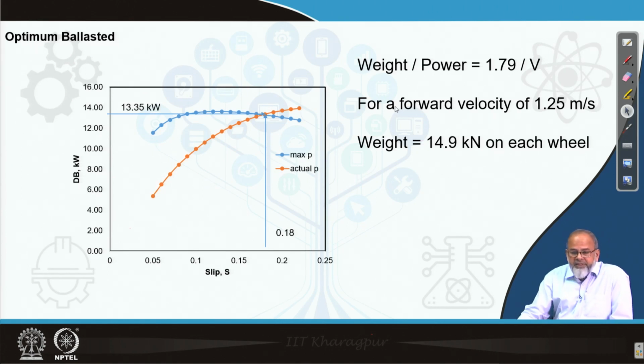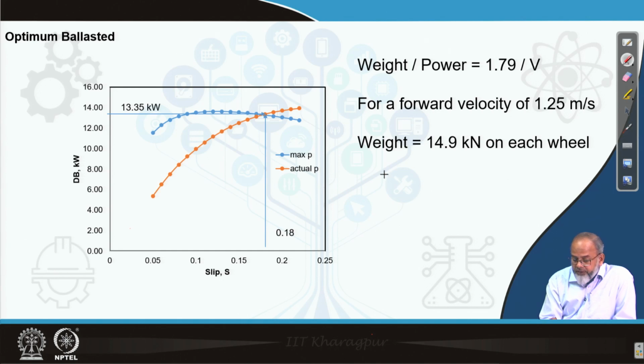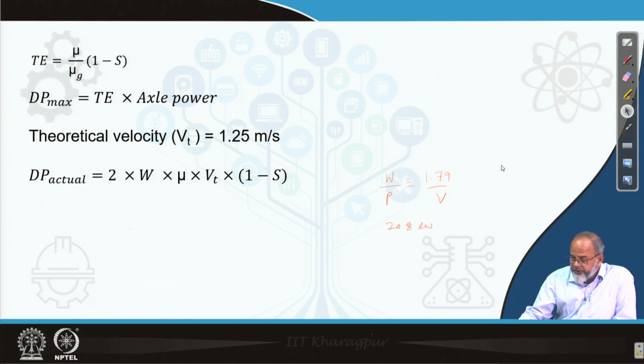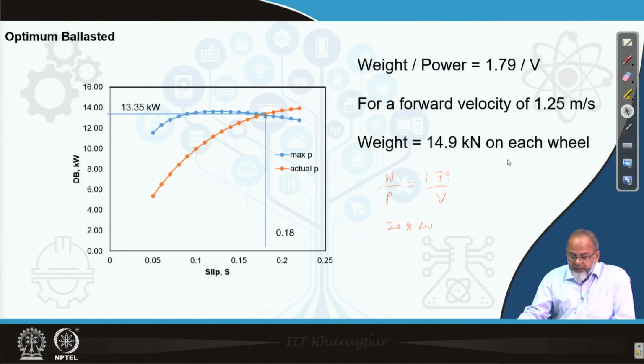Now, for the optimum ballasted condition, I followed Dwyer's recommendation, which is nothing but W upon P, where W is the dynamic weight and P is the axle power, equal to 1.79 V. So for a 35 HP tractor, we calculated that axle power is around 20.8 kilowatt. So 20.8 kilowatt is the axle power, P axle.